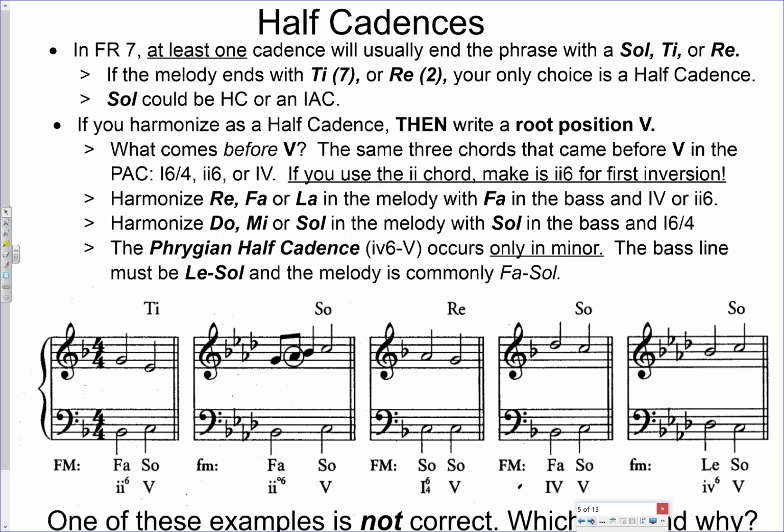Okay, so let's take a look at these half cadences that we have here. There are 5 examples, 3 of which are in F major, 2 of which are in F minor. Let's look at the first one. So we have the soprano singing re, ti.